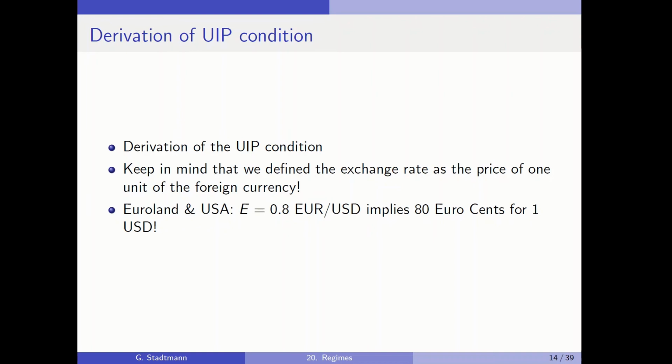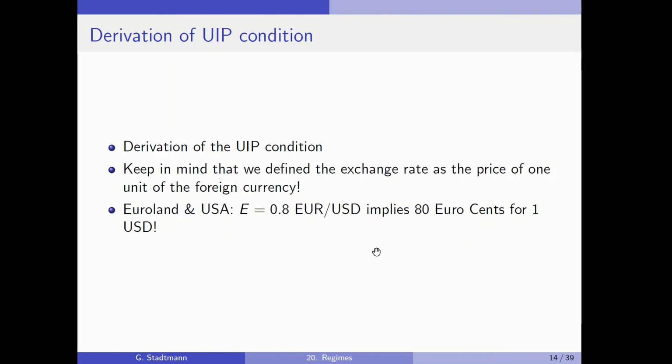Please keep in mind that we defined the exchange rate as the price of 1 unit of the foreign currency. So when we talk about Euroland and the US, the exchange rate is 0.8 euros for $1, which implies that the price of $1 is 80 euro cents.